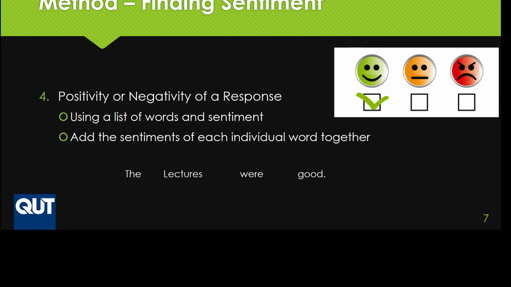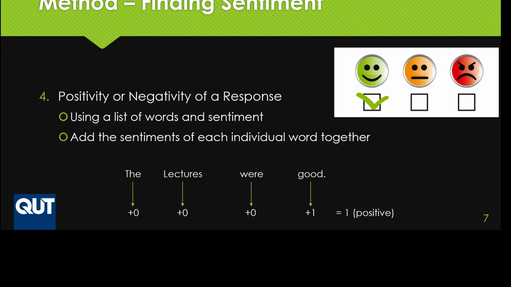So for example, the sentence, the lectures were good. We looked at the sentiment for each word which was on a pre-populated list. So for example, the word the has a neutral sentiment, so it was 0. Lectures neutral, were neutral. The word good is a positive sentiment, so it was worth +1. We add them all together to get the average sentiment for the entire sentence.